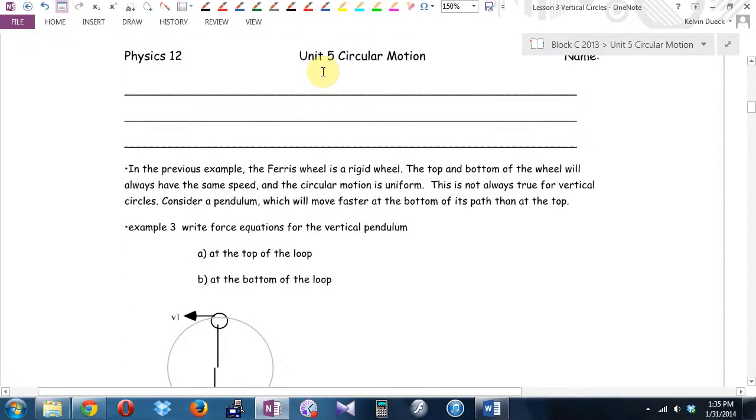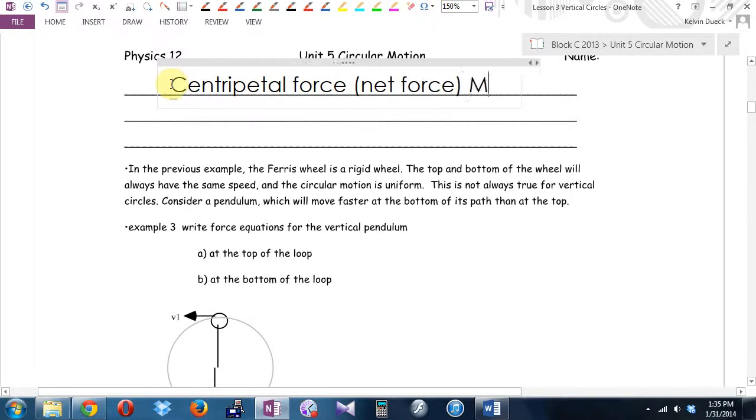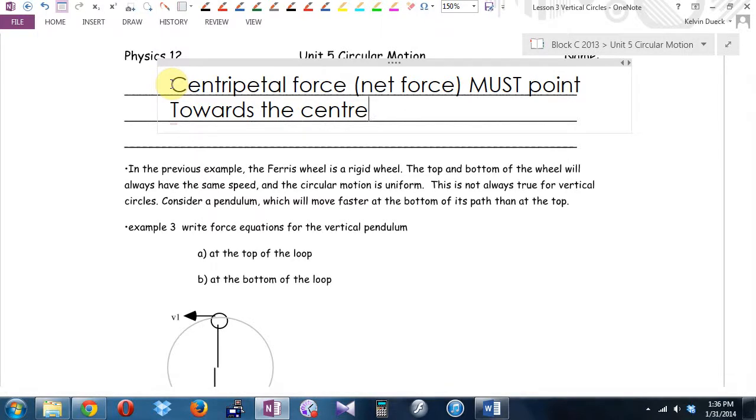So why does this happen? I left a paragraph to write stuff, but I think that picture is worth 1,000 words, yeah? If you really want to, you can say centripetal force, which is the net force, must point towards the center. But I think you got it from the free body diagram, but I know some of you like to write stuff. In the previous example, the Ferris wheel is a rigid wheel. The top and bottom of the wheel will always have the same speed, which means the circular motion is uniform. This is not always true. Consider a pendulum.